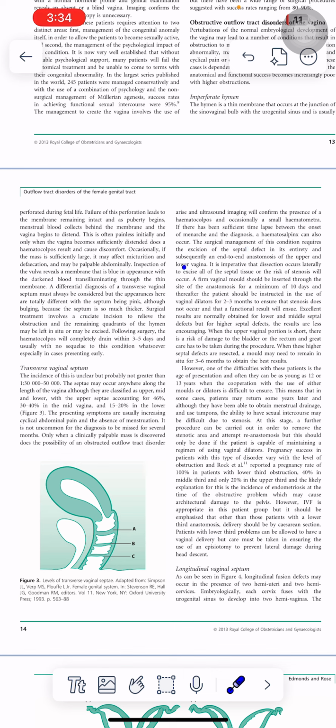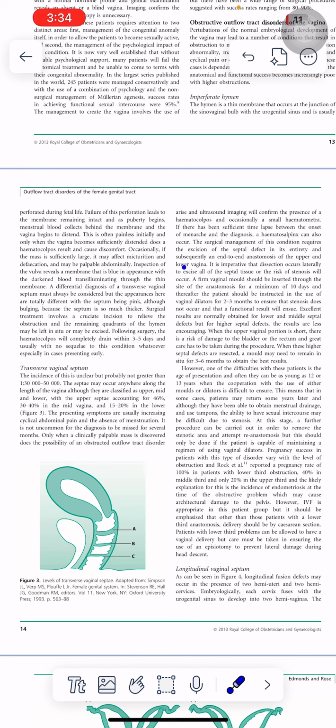Excellent results are normally obtained for lower and middle septal defects, but for higher septal defects the results are less encouraging. When the upper vaginal portion is short, there is a risk of damage to the bladder or rectum, and greater care has to be taken during the procedure. Because it is at the upper level, there is more chance of injury to the bladder or rectum, so you have to be very careful, and that's why there is less chance of success with the upper portion.